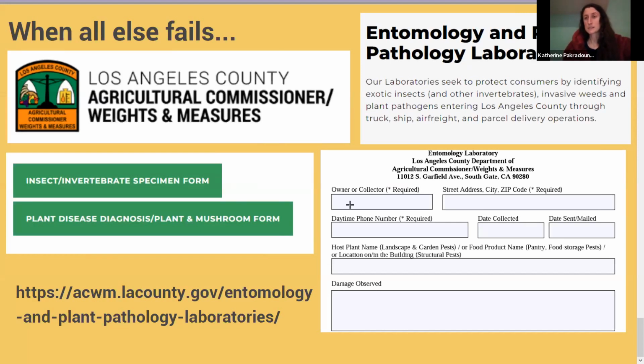It will take weeks, potentially up to a couple months, depending on how busy they are and how much of a priority it is. If they have some job somewhere that's a really high risk situation, they're going to prioritize that most likely over somebody's garden plant. But this is a resource to you.